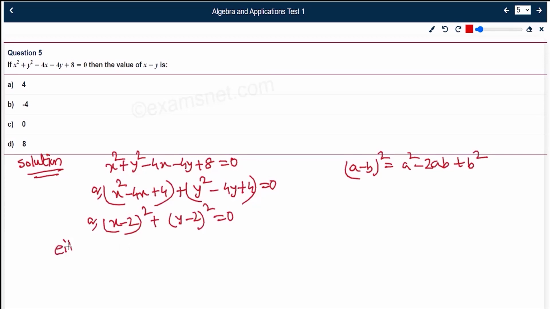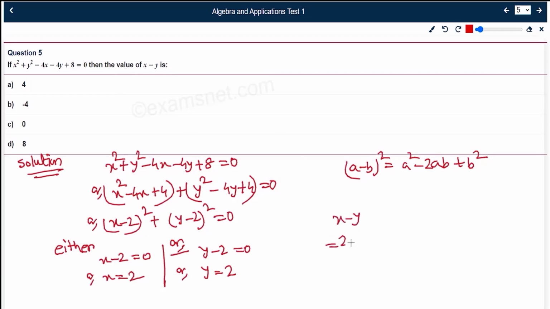That means either x minus 2 equals 0, so x equals 2, or y minus 2 equals 0, that means y equals 2. Now we will put the values of x and y both in the expression for which we are required to get the answer, that is x minus y. 2 minus 2 equals 0. So here we can see option C is the correct answer. I hope it got clear to you.